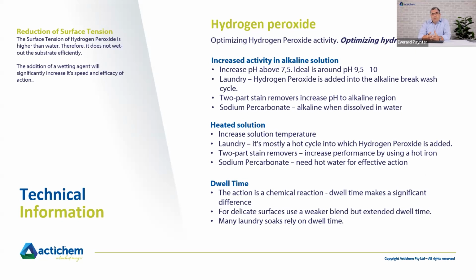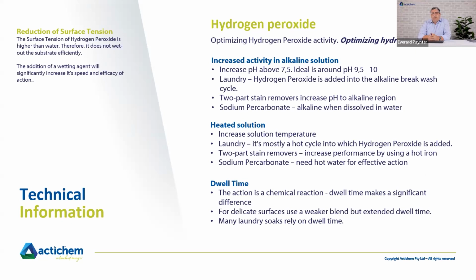The other way of optimizing hydrogen peroxide activity is in a heated solution. So we increase the solution temperature. In laundry, the hydrogen peroxide is normally added into a multi-stage laundry system in its hot cycle, which is where hydrogen peroxide is at its best in a heated solution. Once again, exactly the opposite of chlorine. Chlorine does not work very well in a heated solution. It requires a cool solution to get the best out of it.